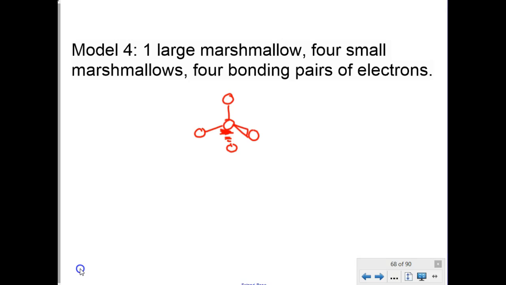Guesstimates? Is it 120 like the last one? Oh. And it's not 90 because 90 would be this. So it's got to be somewhere between 90 and 120. 109.5. Oh, wow, you did this in Weyburn, didn't you? The bond angle is 109.5 degrees.